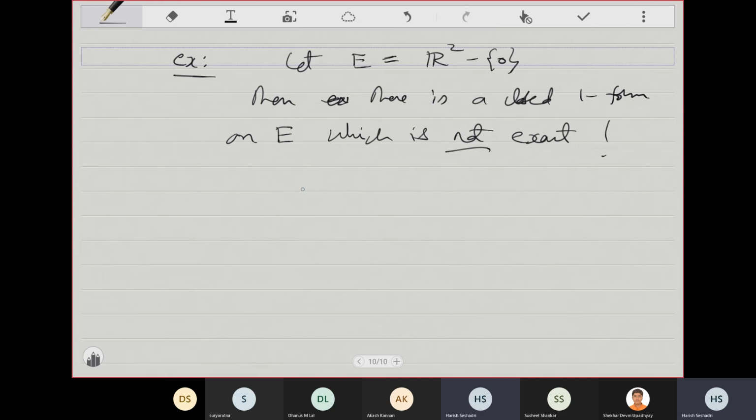And we have seen this form. Does anyone recall, anyone meaning there are exactly 5 of you, what this one form is? On R2 minus 0, we had dealt with this before, which is closed but not exact. I think we had even shown that, maybe we had not shown this, but we had talked about a specific one form on R2 minus 0. Do you remember what that is?